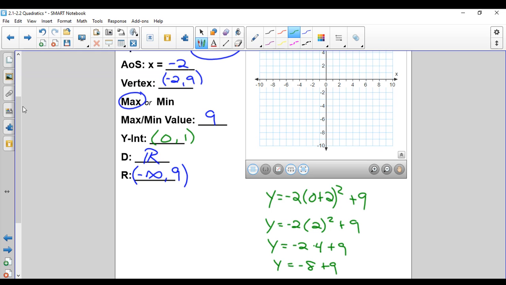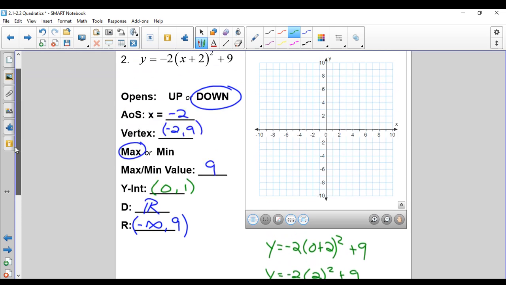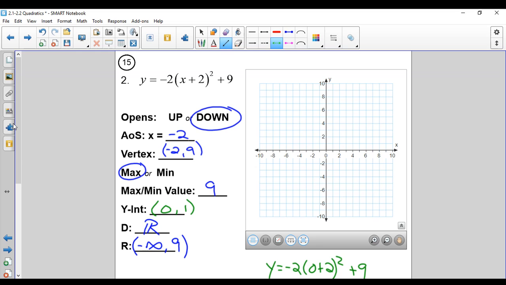All right, let's plot our information. Vertex first. Vertex is always first. So we go to (-2, 9): left 2, and up 9. Y-intercept, (0, 1). You can plot that then if you want. I do need my axis of symmetry, though, to help me plot my symmetrical point from my y-intercept. My y-intercept is 2 units away, so just stay on the same y value and go 2 units away from the axis of symmetry.